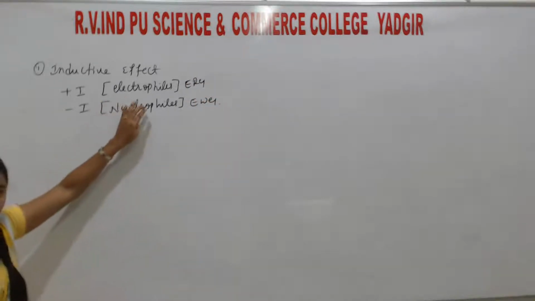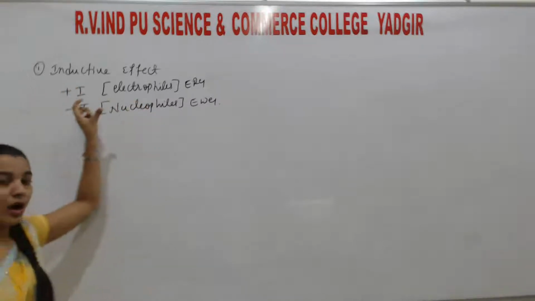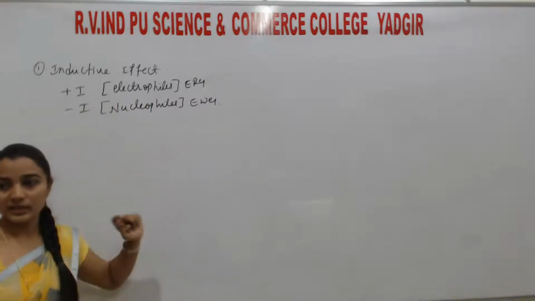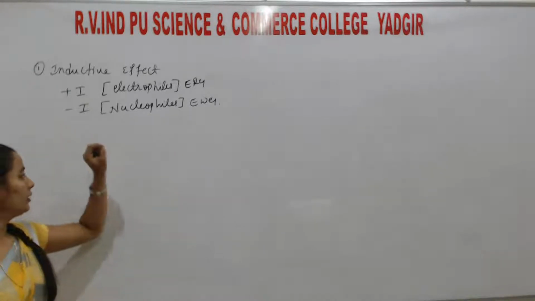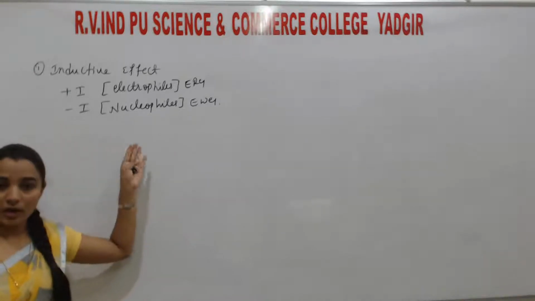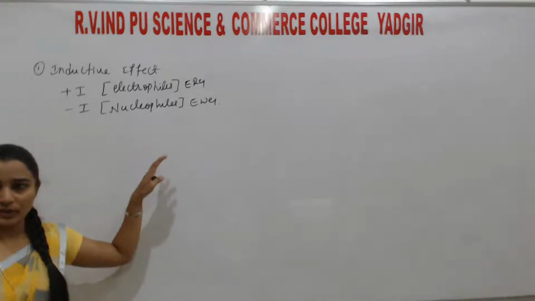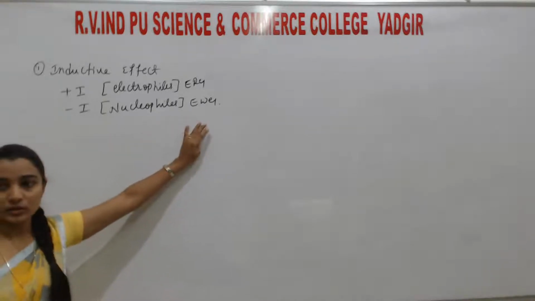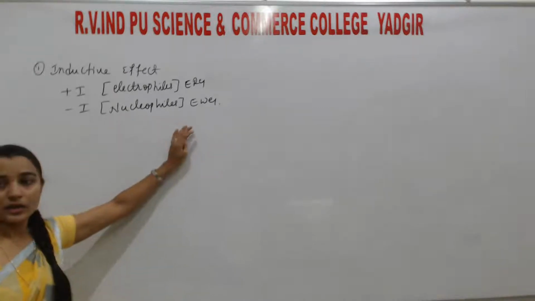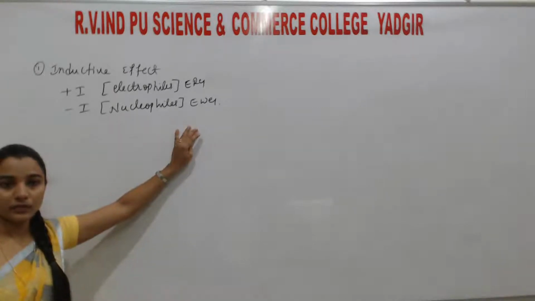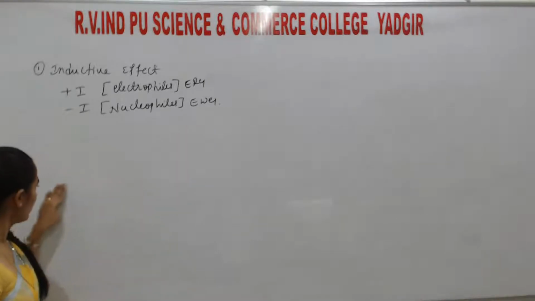Means if positively charged species are attached to the R group, then they exhibit the plus I effect. If negatively charged species are attached to the R group, whether it is CH3 or benzene or anything, then they show what? They show the minus I effect. Understand?